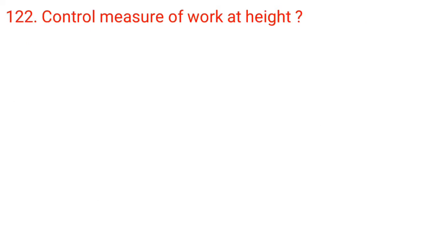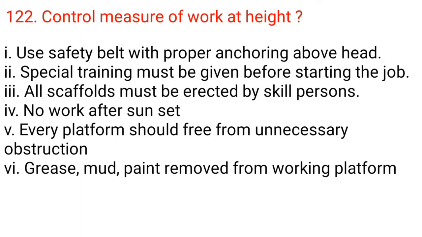122. Control measures of work at height. 1. Use safety belt with proper anchoring above head. 2. Special training must be given before starting the job. 3. All scaffolds must be erected by skilled persons. 4. No work after sunset. 5. Every platform should be free from unnecessary obstruction. 6. Grease, mud, paint removed from working platform.